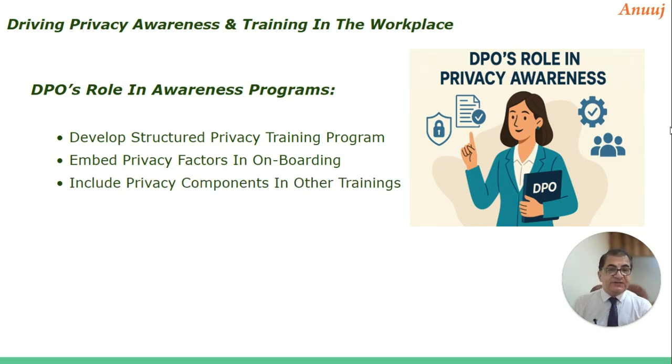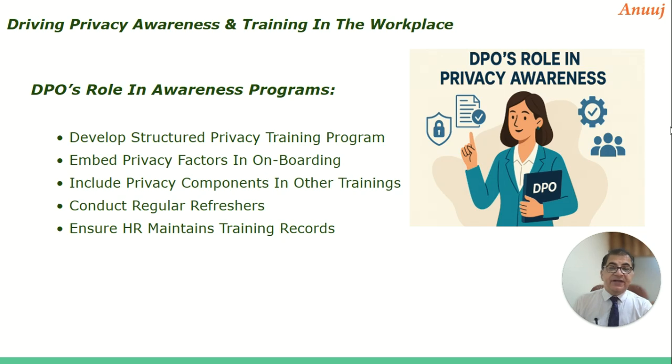Include privacy components in other trainings also. For example, your marketing people are being trained on telecalling, right? And then you should go and tell them that while doing telecalling, you have to maintain the privacy of the information that they have for a given prospect. Conduct regular refreshers. Ensure HR maintains training records so that you know about the training performance, as well as at least you believe that since you have trained, the person is actually aware of it.